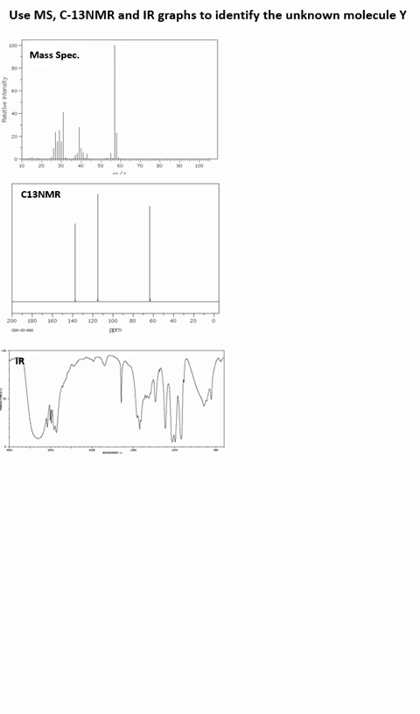Okay, so here are the mass spectra, the carbon-13 NMR spectra, and an IR spectra graph for an unknown molecule, let's call it Y. What we're going to do is analyze the aspects of these different spectroscopic techniques to identify the structure of this unknown molecule. So the top graph on the left, the mass spec one, let's look at that one first.